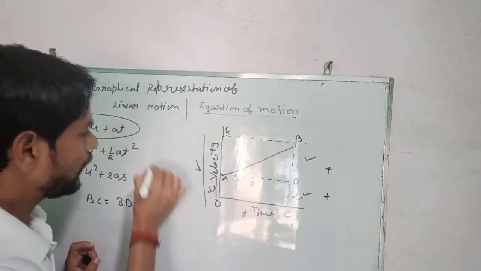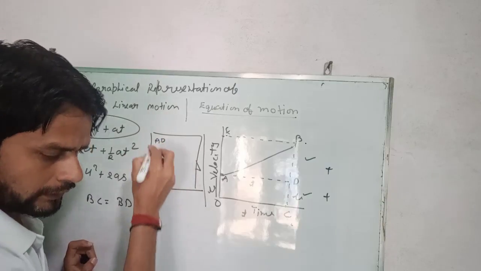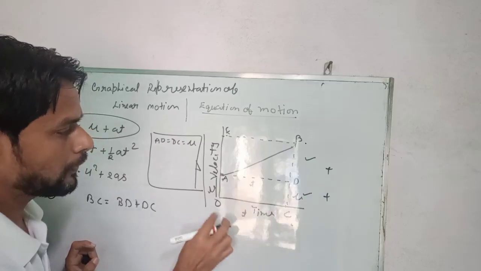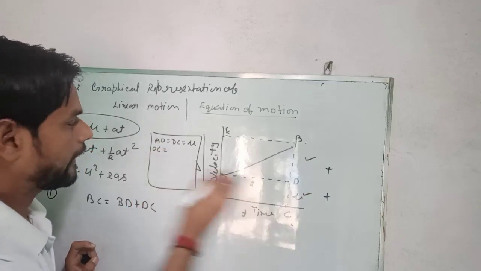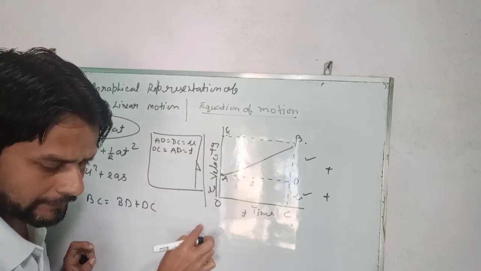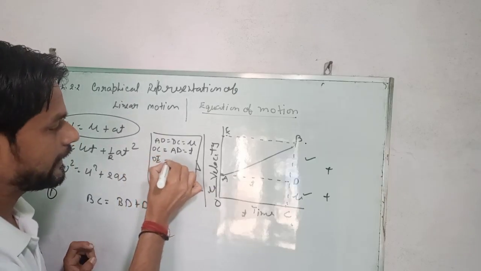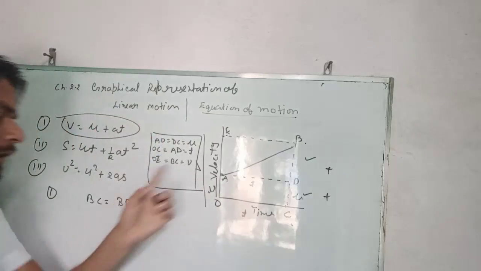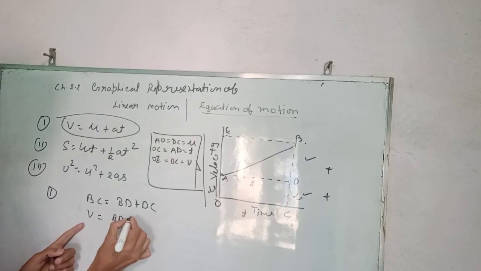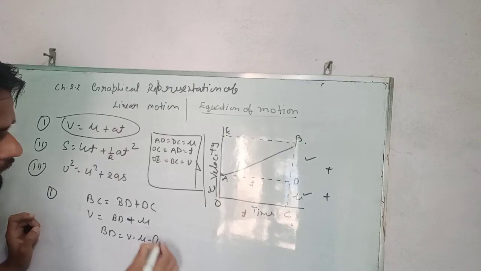Now we say the three values are: AO is equal to DC is equal to u, OC is equal to AD is equal to t, and BC is equal to v. Put the values: BC is equal to BD plus DC, DC is equal to u, so BD is equal to v minus u. This is equation first.